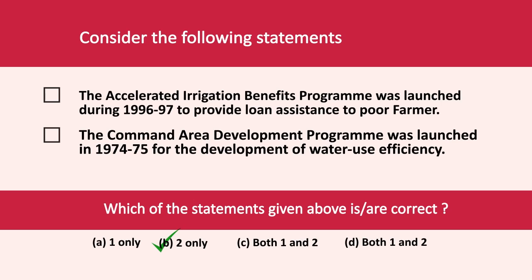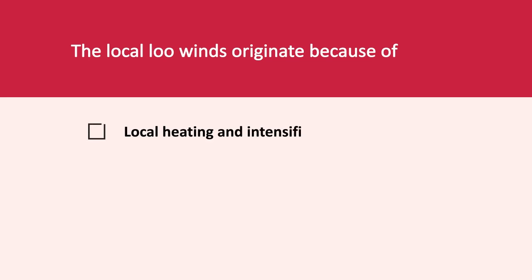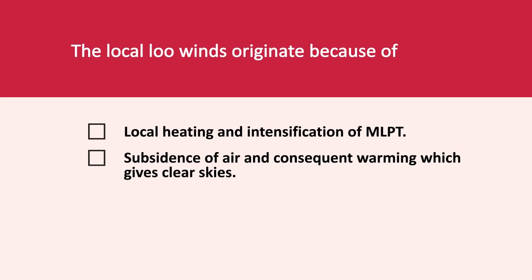One of the best ways to understand the typical nature of a question that can be asked will be, the local low winds originate because of, the options that can be given will be, local heating and intensification of the monsoonal low pressure trough. Second option can be, subsidence of air and consequent warming which gives clear skies. The third can be, establishment of jet streams. And the fourth, alluvial soil.